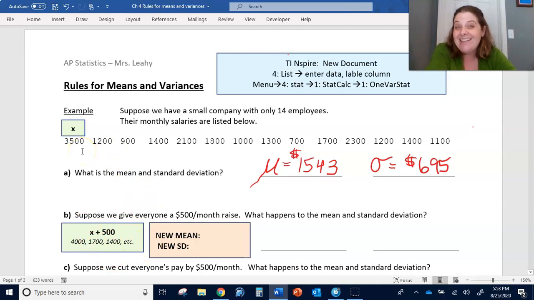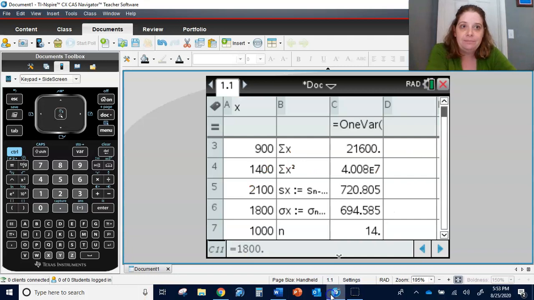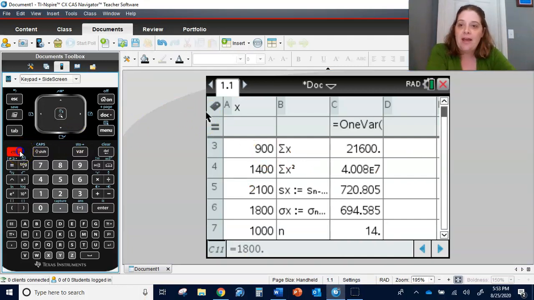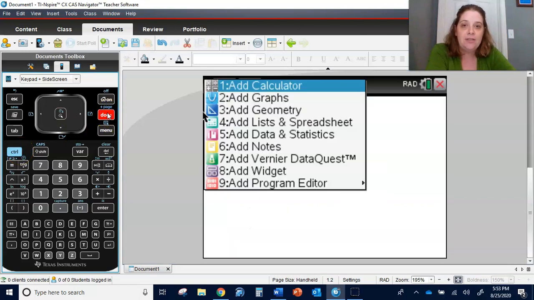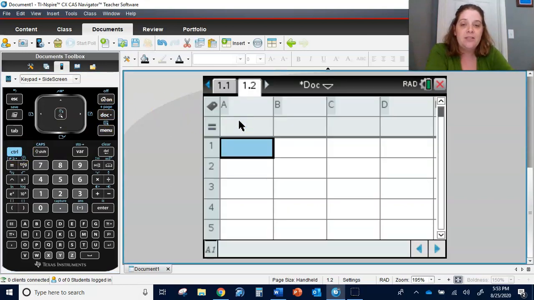We could do this exactly the same as we did before. We could take our data, add 500 to each of the numbers, and rerun the one variable statistics. But since we got the calculator out, let's have a little fun. I'm going to show you something about the calculator. I'm going to add a new page here, just so it doesn't get confusing. I'm going to add a new list and spreadsheet.